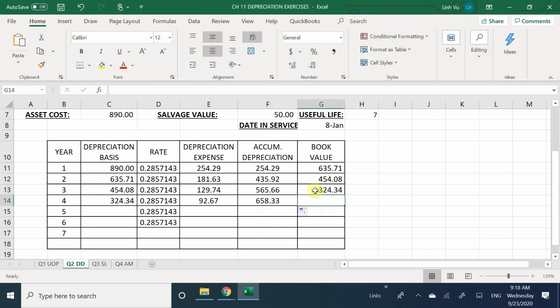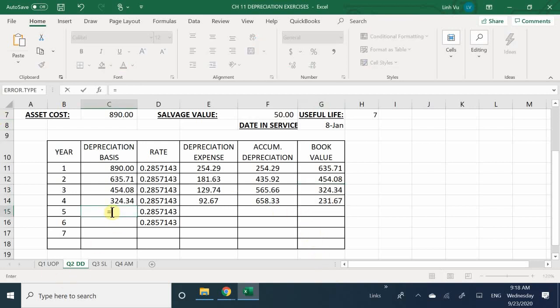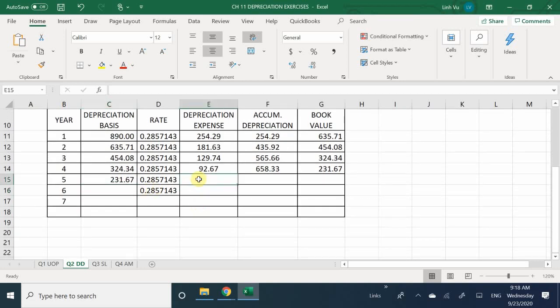And then lastly, what is my book value for year 4? 231.67. Good. And that's going to be my depreciation basis for year 5. Okay. All right, let's go ahead and continue.